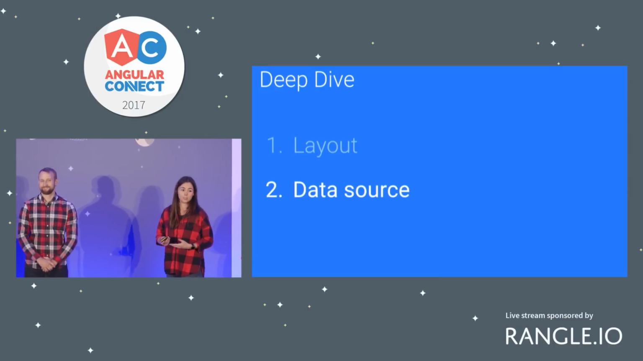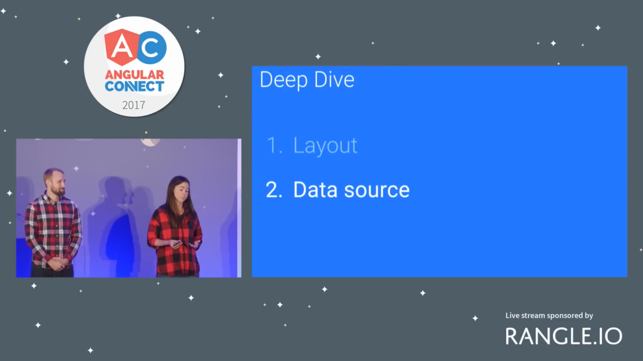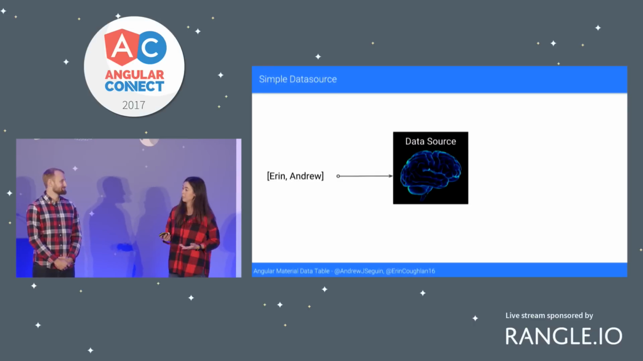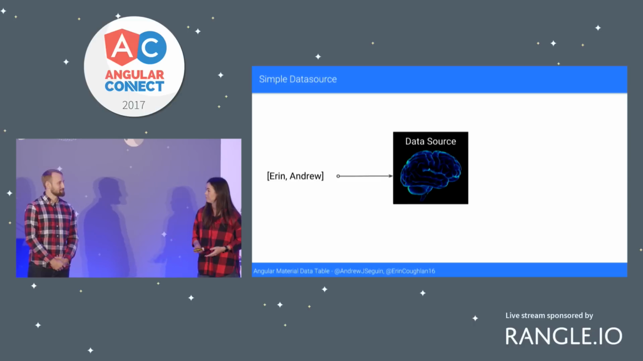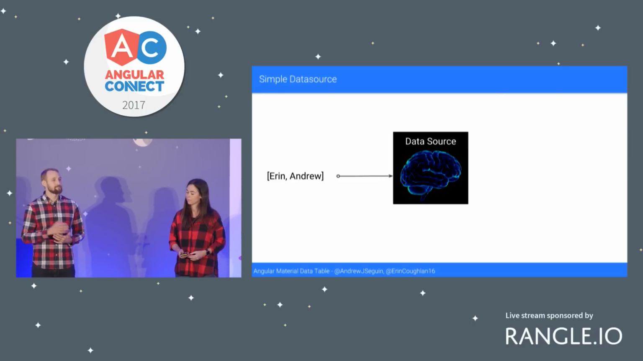Now, after talking about the layout and going with this column-based design, we're going to go into the second part of our talk, which is the data source. And as we said, the data source is the brain. It's the brains, right? So if you want to talk to the table and tell it what rows you want to render, you go through the data source.